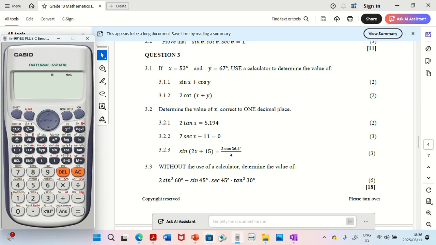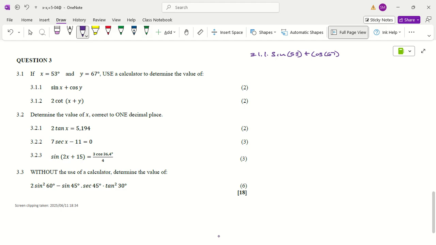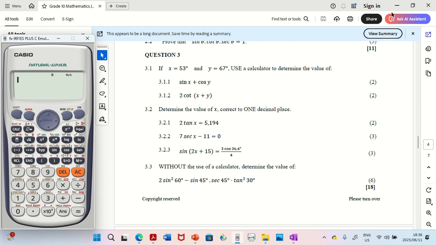Let me wait for it to load. So we need to press sine 53 and cos 67. So sine 53 and cos 67.